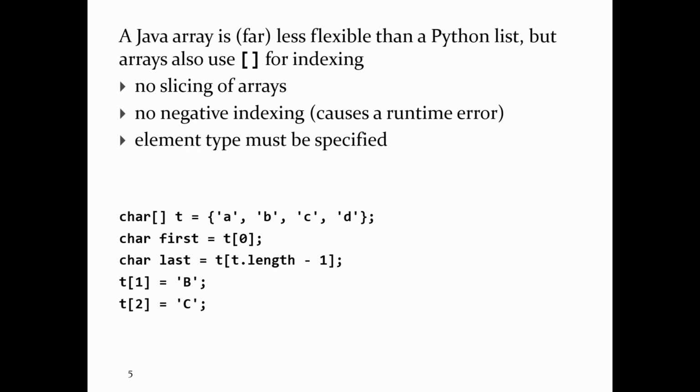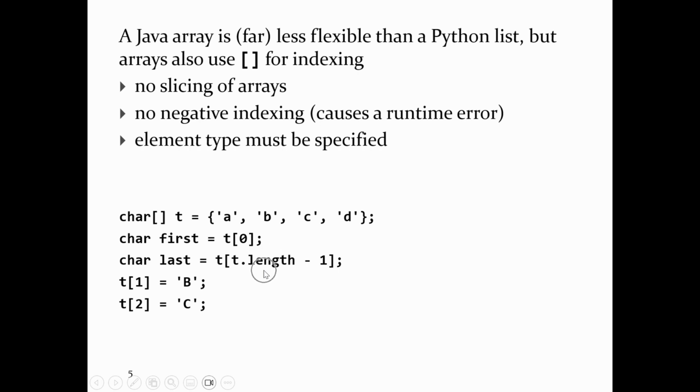If you want the last character in this array, again, make a variable called last. Its type is char. Use indexing to get the character out of the array. So for Java arrays, there are no negative indexes. You have to do it the hard way. So you have to compute the last index of the array.